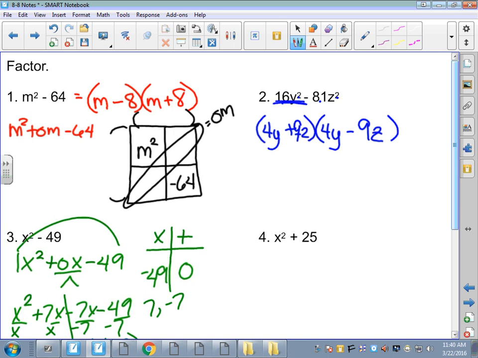If you're going to use the square method, you kind of have to have a trinomial to use it with. So to get an m squared, I would guess m and m. To get negative 64, I would guess negative 8 and positive 8. And that gives me an 8m and a negative 8m. And that does, in fact, check out. And so m plus 8, m minus 8.